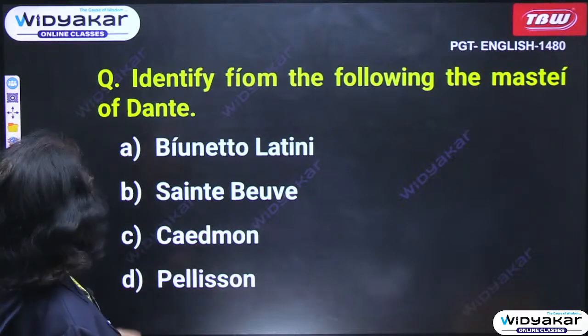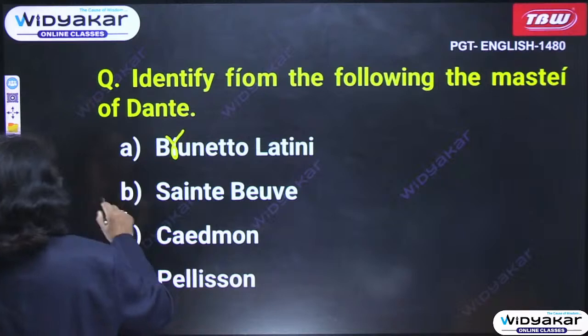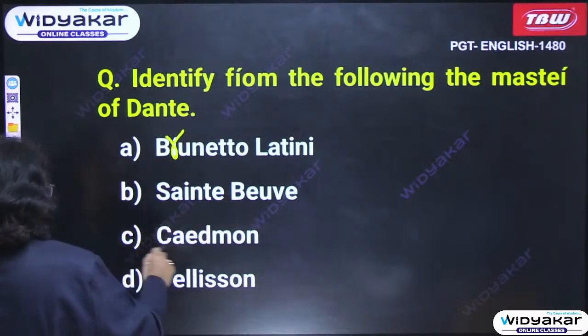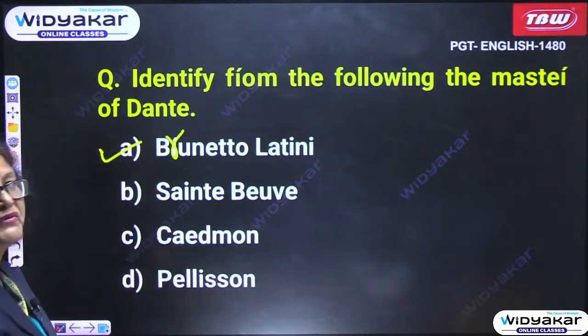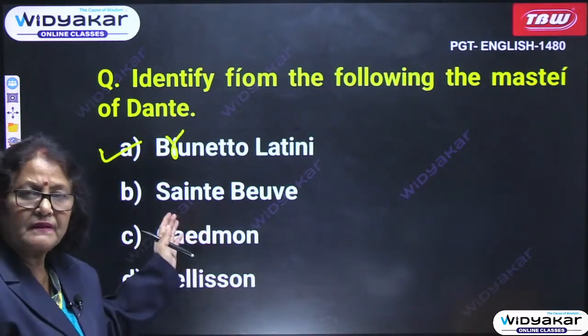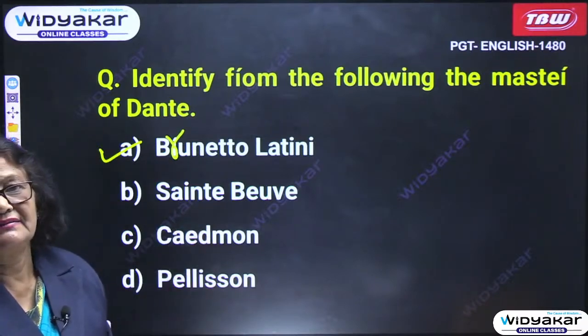Identify from the following the master of Dante: A Brunetto Latini, B Saint-Beuve, C Cadman, D Pellisson. It is Brunetto Latini, who was like a godfather, a guardian to Dante.